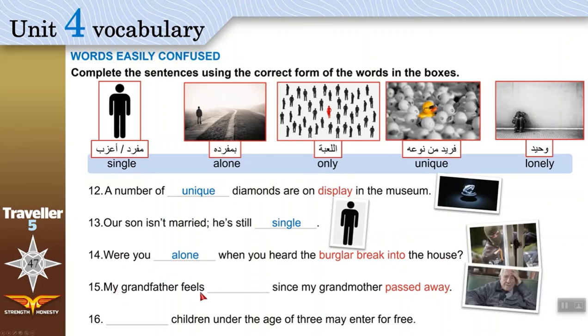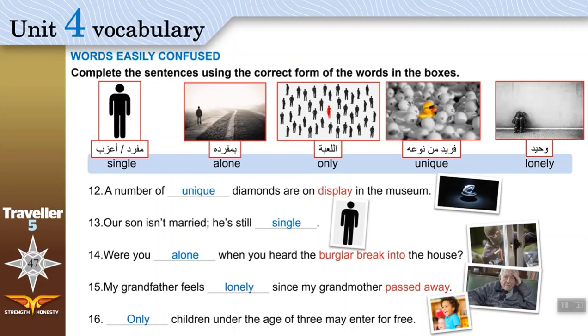My grandfather feels lonely. How does he feel since my grandmother passed away? Passed away means died. How do you think the old man feels? He feels lonely. He is sad. He lost his wife. Okay? Number 16 and the last one: the only children under the age of, okay?